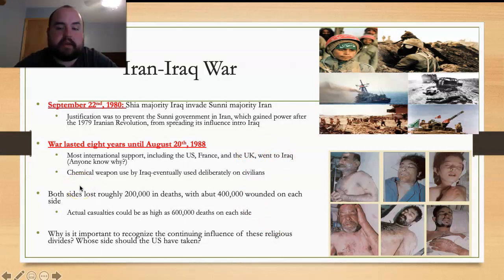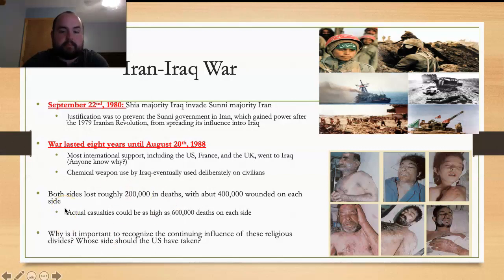The war was heavily characterized by chemical weapons use, primarily by Iran, which, as you can see in this picture in the far right, would eventually be used deliberately on citizens in direct violation of the Geneva Convention. The war was quite devastating and is one of the most devastating wars in world history since World War II.